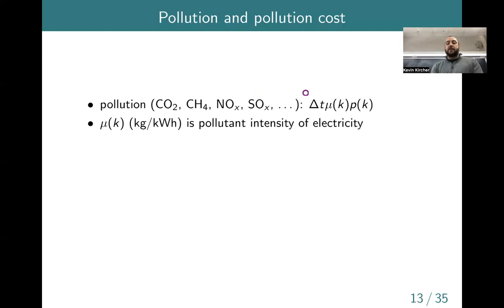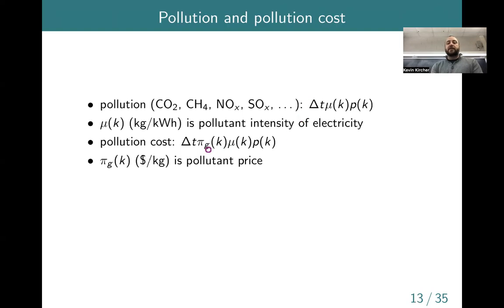So you might care about reducing that pollution, either the volume of it, or you might assign essentially a price to it. And here mu is the pollutant intensity of electricity at a given time. For example, at 2 p.m., you might have a lot of coal power plants running, which typically emit a lot of local air pollution, and so mu might be high at that time. And then at some other time, maybe there's a lot of wind and solar on the grid, and so mu might be quite a bit lower.